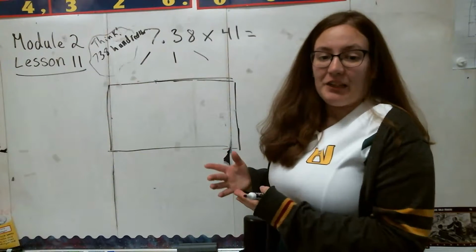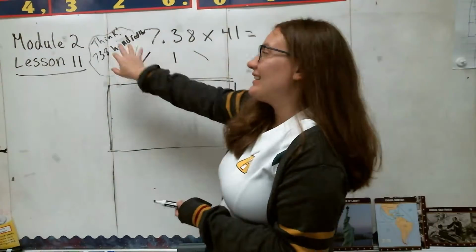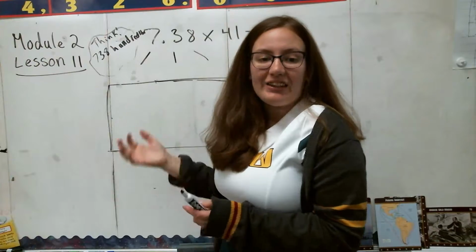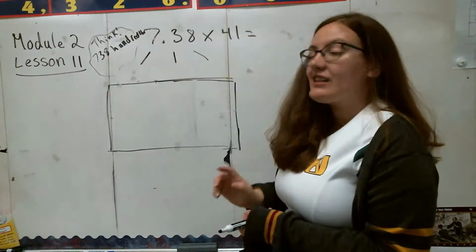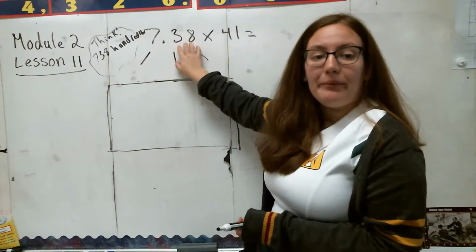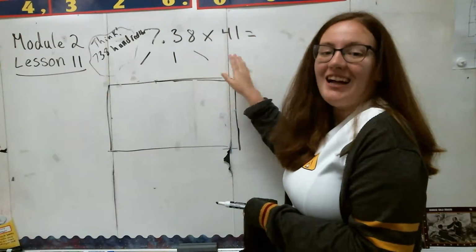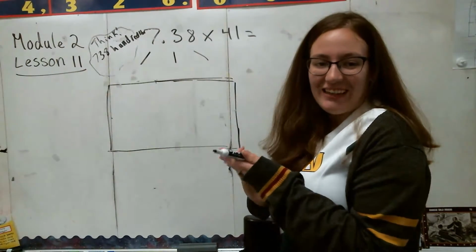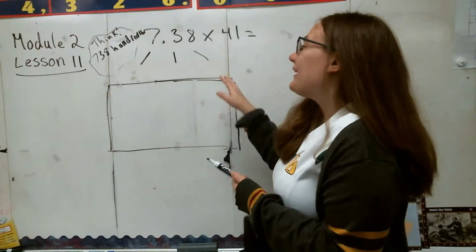For this lesson and in the problem set especially, you're going to see a lot of these little thought bubbles. And these thought bubbles are going to remind us that we need to take this decimal and rethink it in unit form to help us when we write it in expanded form on our area model. So I know there's a lot of words being thrown around right here, but let's take a look at what this means.